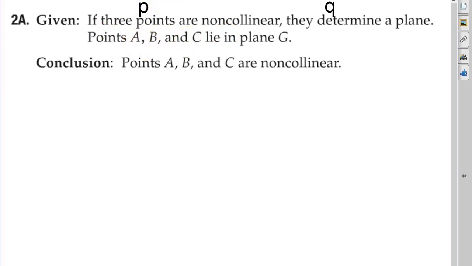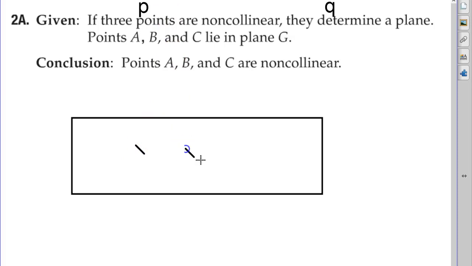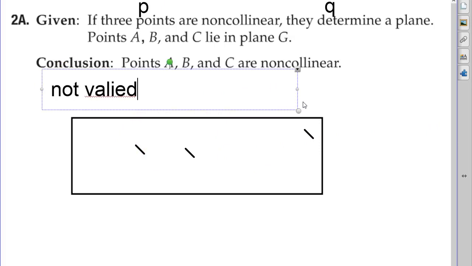What could be happening is, let's see if I can draw this. Let's say this is our plane here. Those 3 points could just be anywhere on there. They're not points, they're little segments, but I'm too lazy to do the points. But those guys there are not collinear. They're just on there, A, B, and C are. So this is not valid. Hypothesis did not occur.